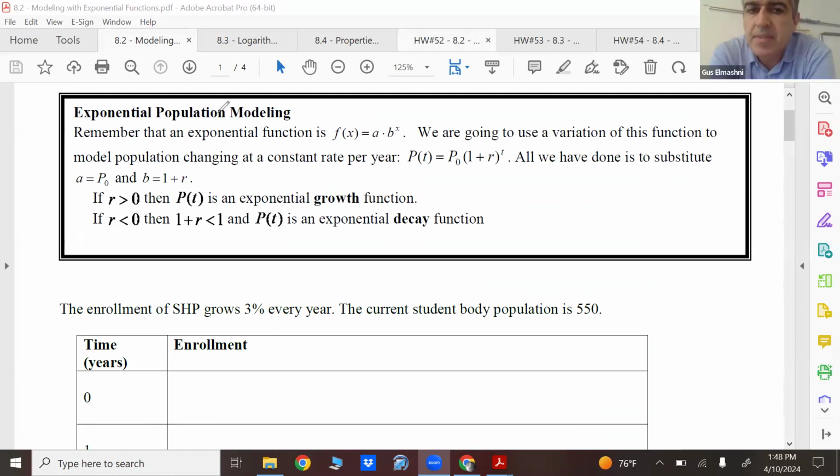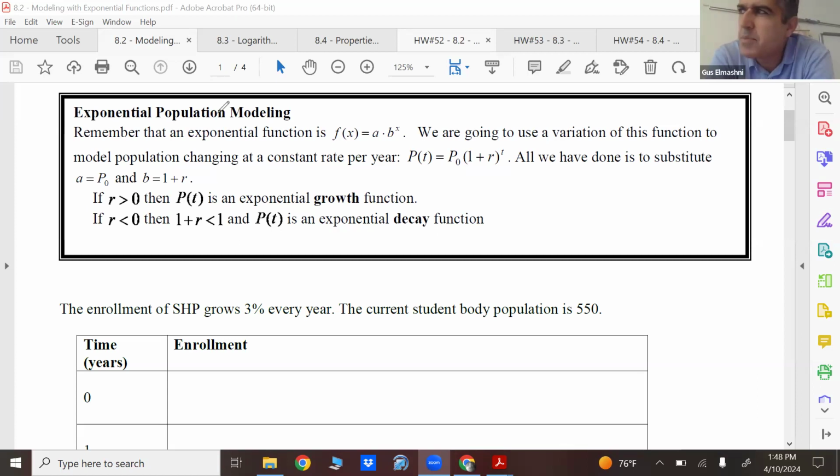What do you think r represents? Rate, exactly. It can be the rate of growth or rate of decay, depending on what you're considering. So if a population is growing, of course, it's the growth rate. If it's losing population, it's the decay rate. And we usually do it per year. So t is usually done in years.